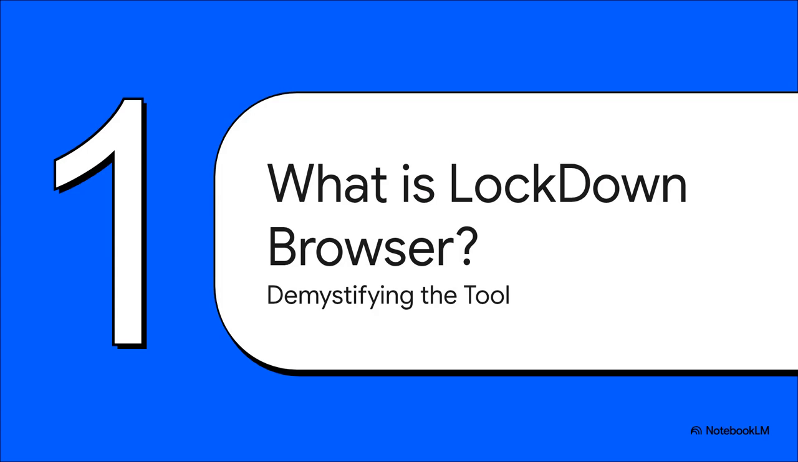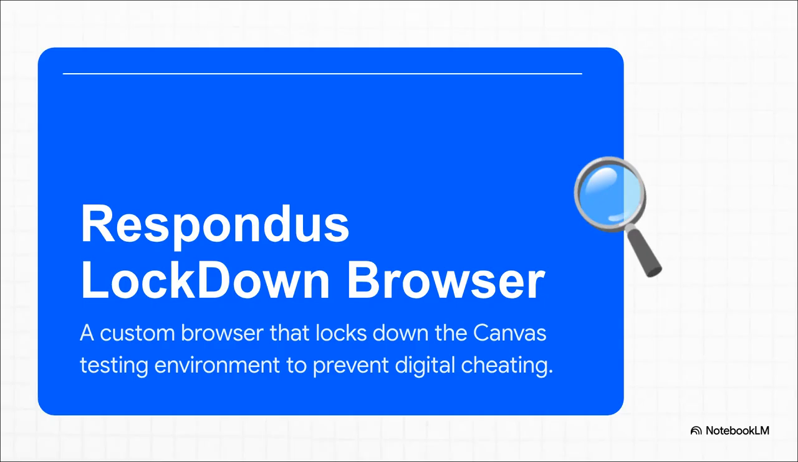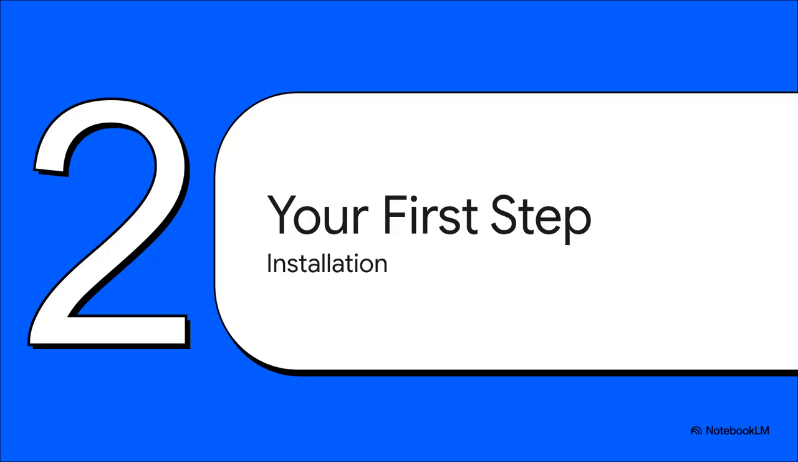Okay, first things first. Let's pull back the curtain and demystify this thing. What in the world is LockDown Browser, and why are your instructors asking you to use it? Think of it like this. It's a custom web browser, kind of like Google Chrome or Safari, but it has one very specific job. Its whole purpose is to create a secure little bubble for your exam right inside Canvas. Basically, it locks down other functions on your computer to prevent digital cheating and to help make sure the test is fair for everybody.